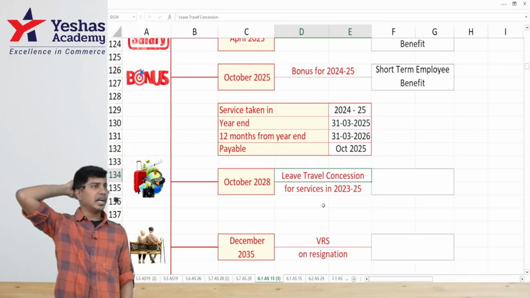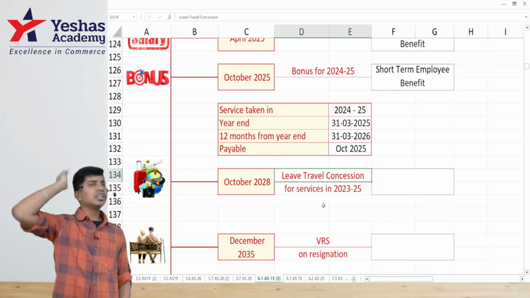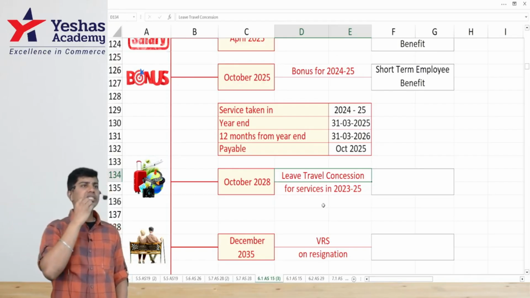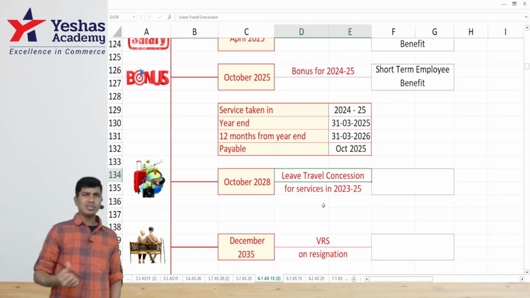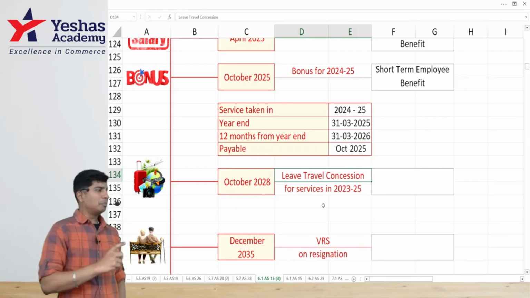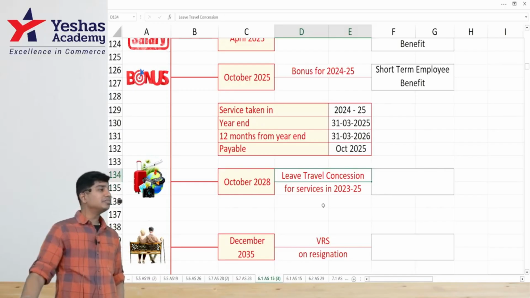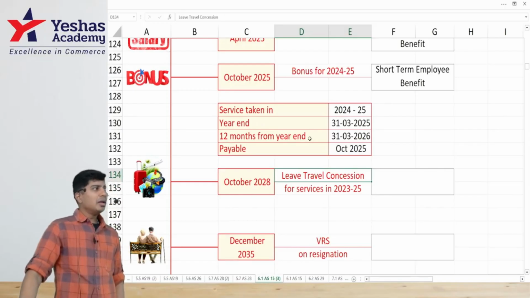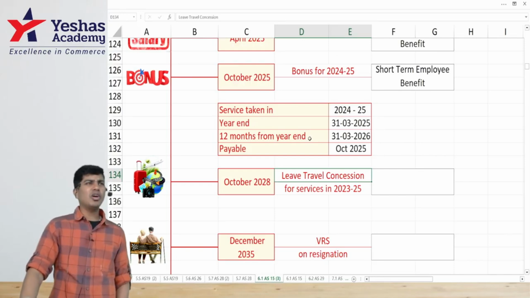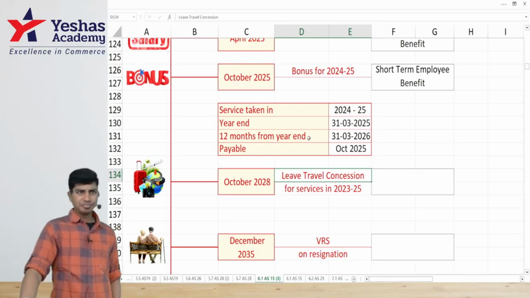Leave travel concession, LTC. Usually it's very famous in banking companies. Banking companies give LTC every year. Never heard of it? Based on your performance, they give a certain number of kilometers. Up to these many kilometers you can go. I think private sector banks won't give. Public sector banks still give. But anyways, a lot of private companies also give nowadays.